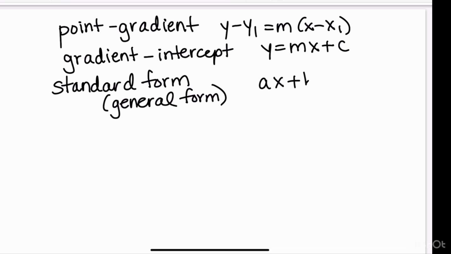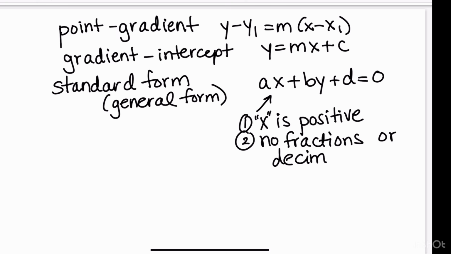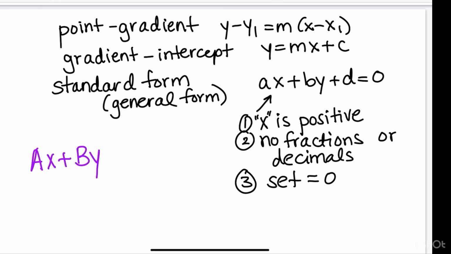Okay, so it depends on the wording of the question, but this one does look a little differently. It's ax plus by plus d equals 0, and these are all in your formula booklet for the math applications course. In this case, you want to make sure that your x is positive, or you can say your a is positive, whatever that coefficient is for x. It has to be positive. There can be no fractions or decimals, and it has to be set equal to 0.